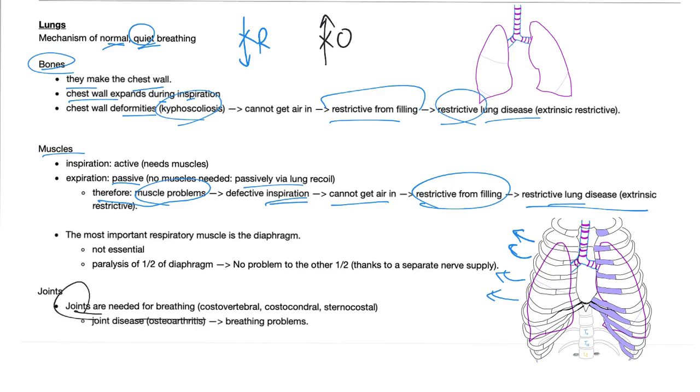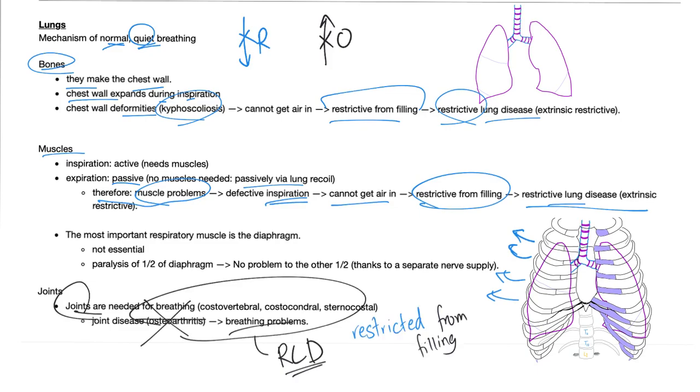Also, you need some joints during the breathing. So if you have osteoarthritis in the rib or something, it's going to lead to breathing problems. Is this going to be an obstructive or a restrictive lung disease? The answer, restrictive lung disease. You cannot get the air in because the joints are weak. Oh, it hurts. But the collapse or the recoil of the lung is still functional.